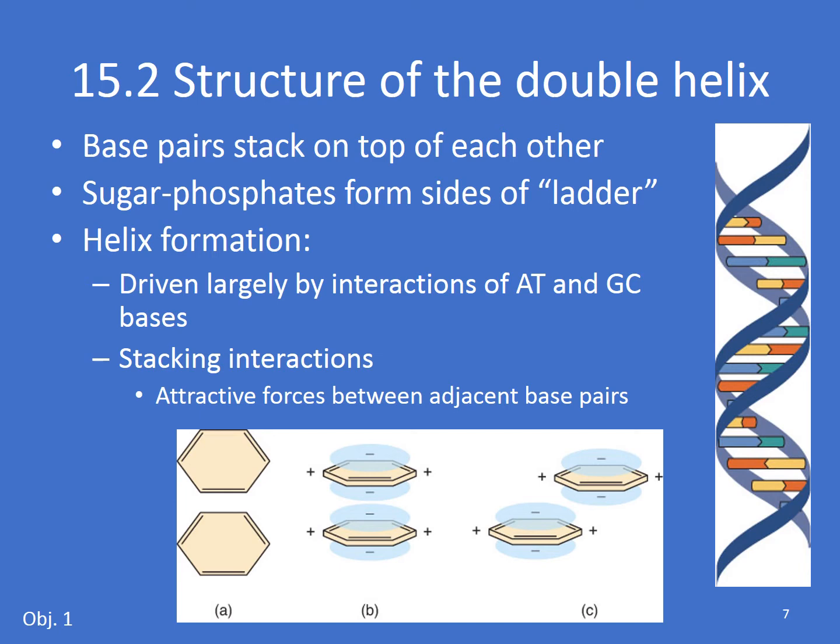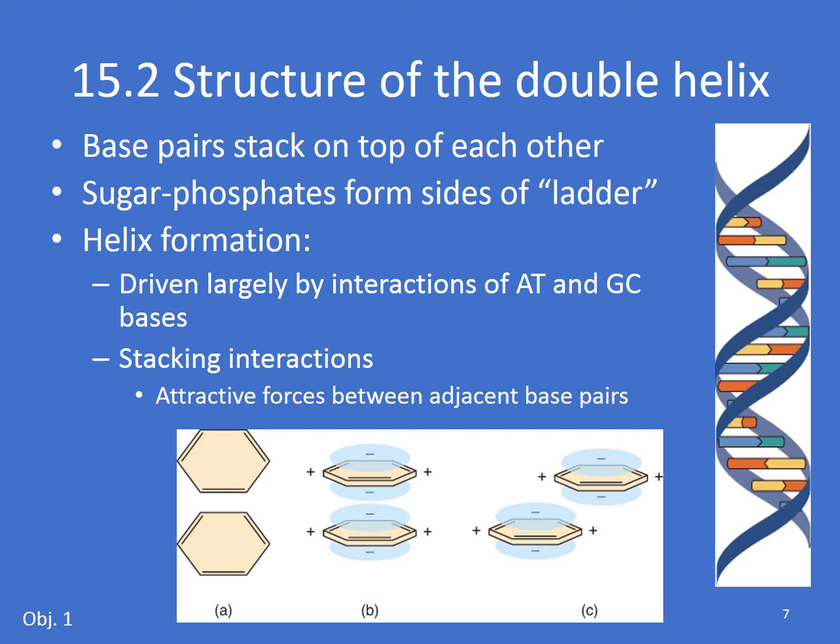Now, we already talked about the hydrogen bonding, which helps hold these together. But there's also these stacking interactions. This is a subtle point, something you don't learn until a lot later in chemistry, exactly why this occurs. But I'll see if I can explain it here. These base pairs have planar structures, so if you stack them on top of each other, the electrons have attractive forces between adjacent base pairs.